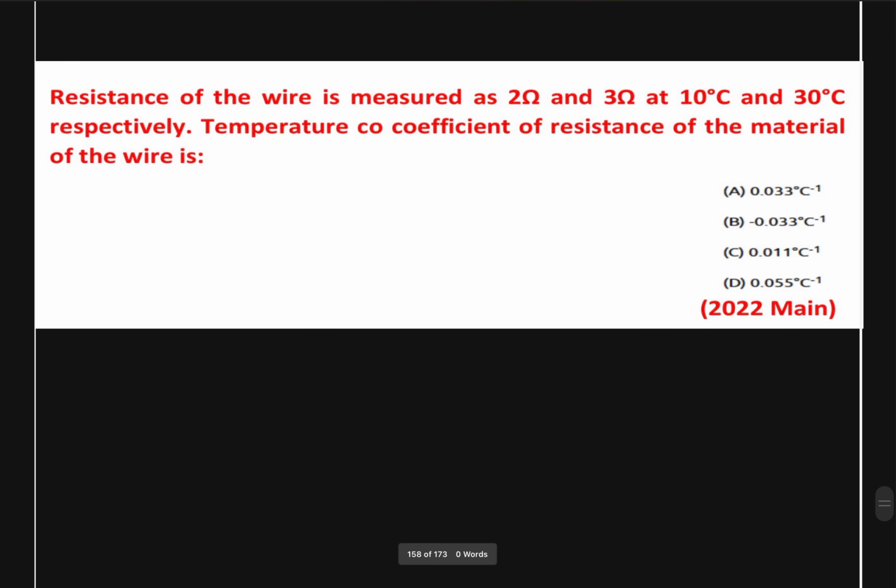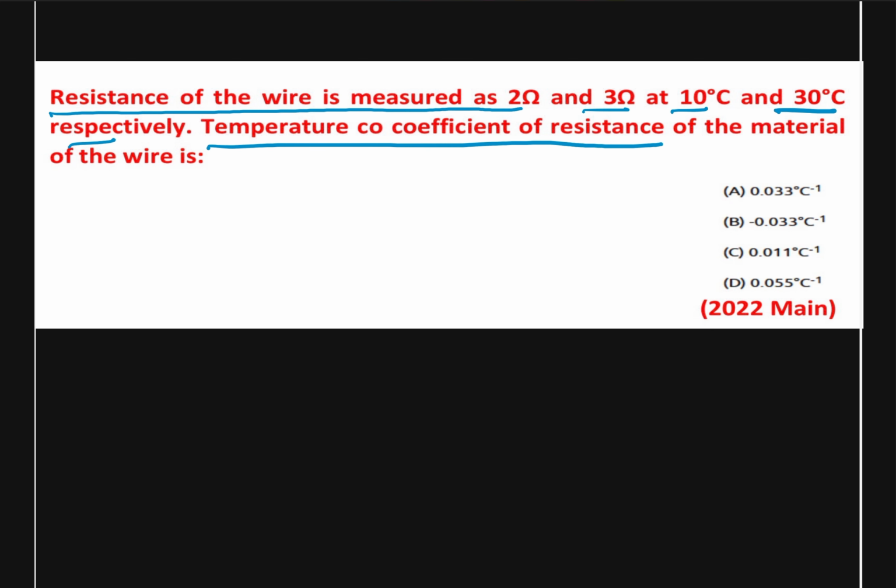It states that the resistance of a wire is measured at 2 ohm and 3 ohm at 10 degrees centigrade and 30 degrees centigrade respectively. The temperature coefficient of the resistance of the material of the wire is. So this is directly based on the formula. We have to find out the temperature coefficient of resistance, which is alpha. And for that, we are going to use the formula that the resistance at a temperature T is equal to R naught times 1 plus alpha times delta T.